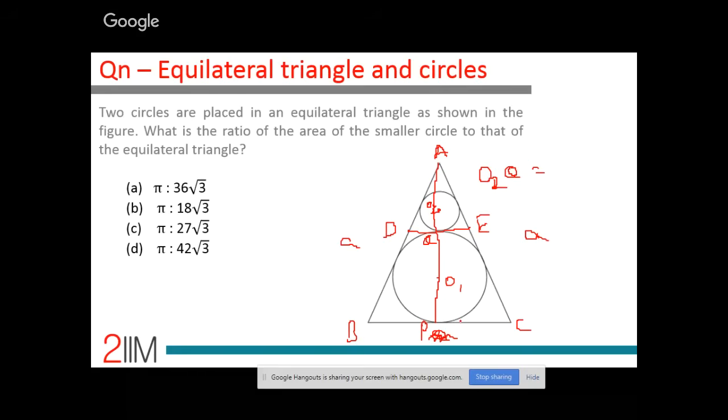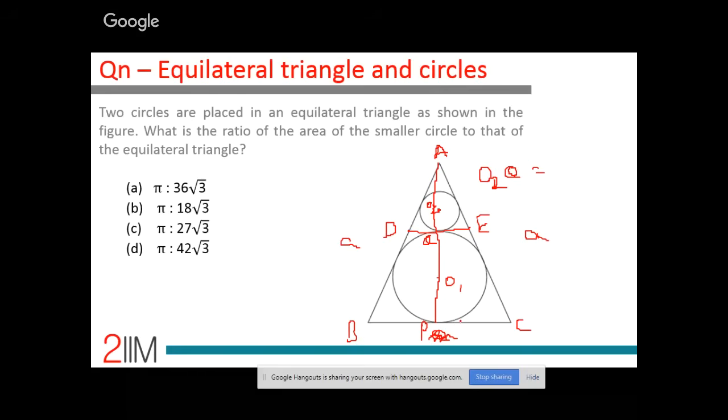AP is root 3 a by 2. One third of that is the inradius, two thirds of that is PQ. So the remaining should be one third of that, which is a by 2 root 3. So AQ is a by 2 root 3. All we want to find is the inradius of the smaller circle in terms of a. Then we're done. AQ we can find, forget even what we have found out. What fraction of AQ is O2Q?